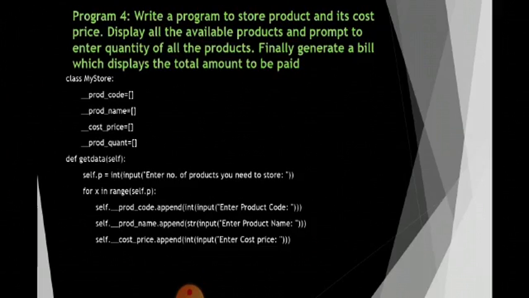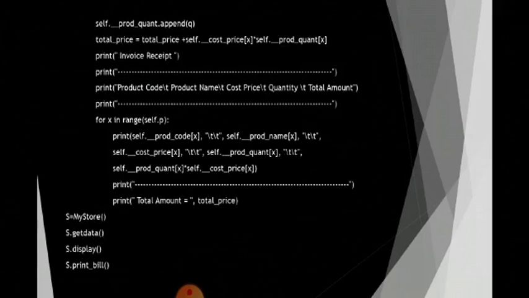Now you can see this program code. We know the program execution starts from the main program, the main coding. Now you can see where the main program starts. Here s equal to MyStore. So this is the starting place of the main program coding.